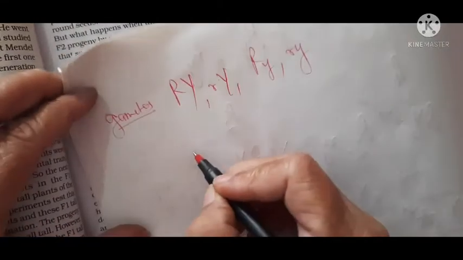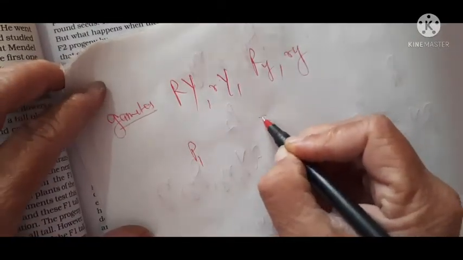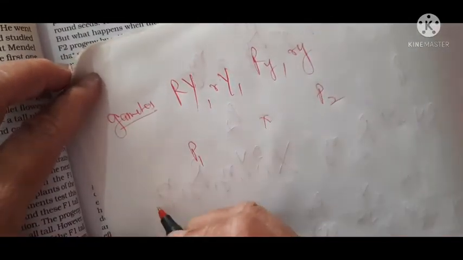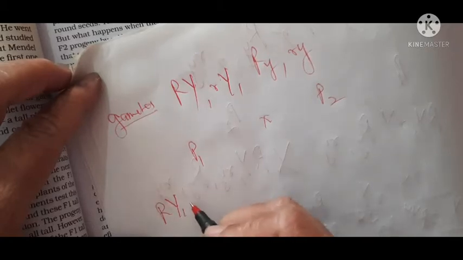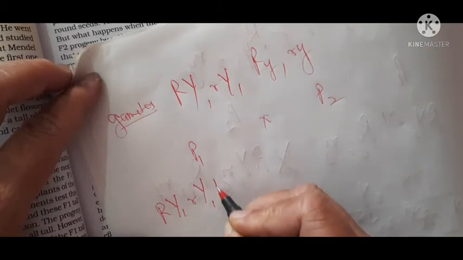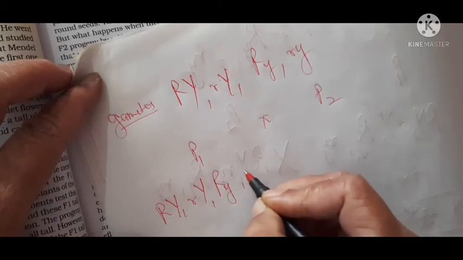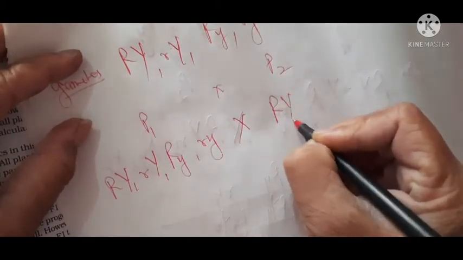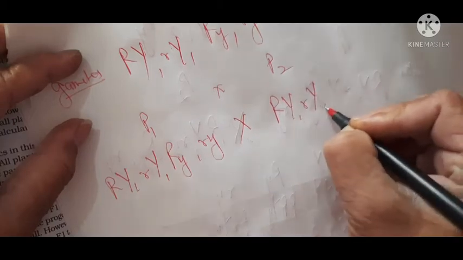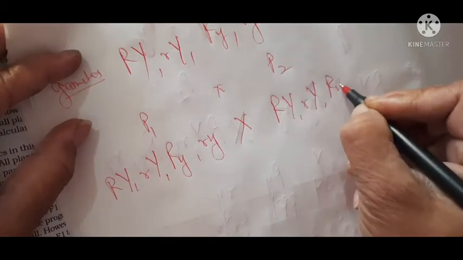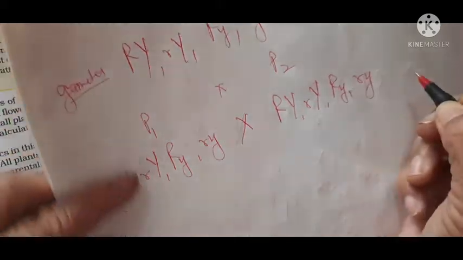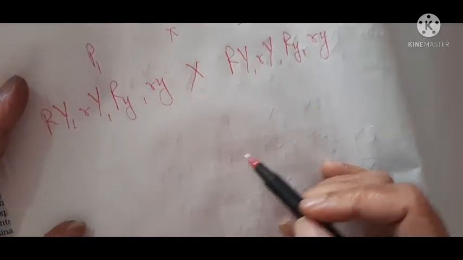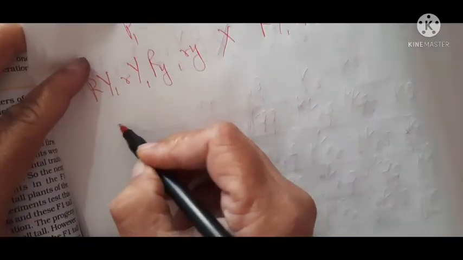So I can write here P1 into P2. So gametes formed of P1 will be RY, RY. Here also the same, RY, RY, RY and RY. Now in the previous generation, that also I will show you. Now we will make the table. So let us make the table.